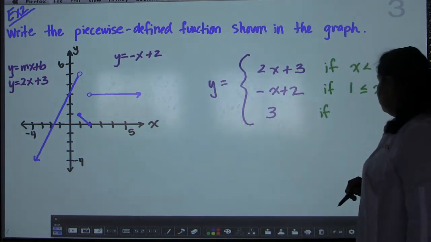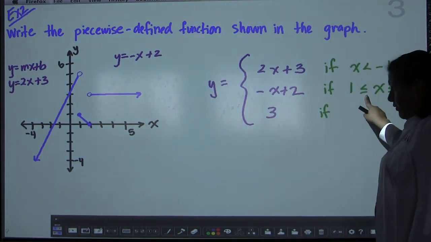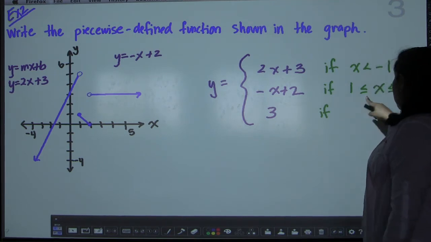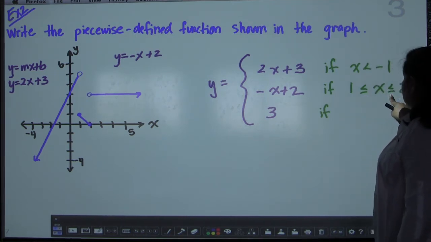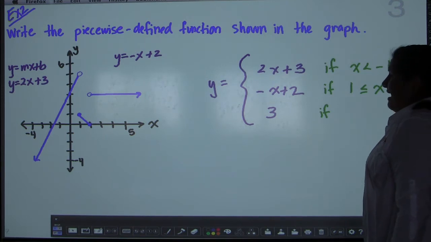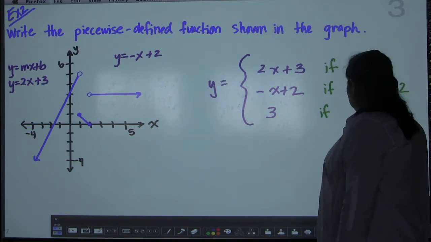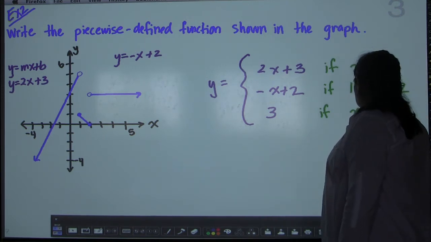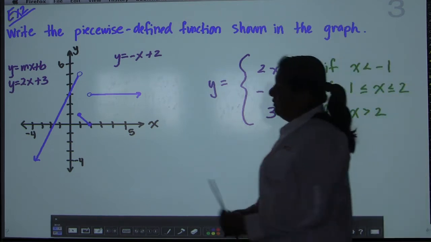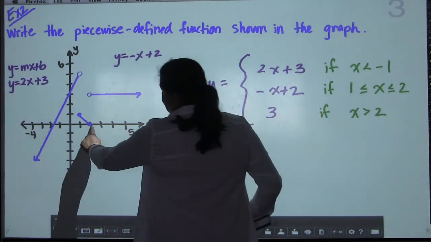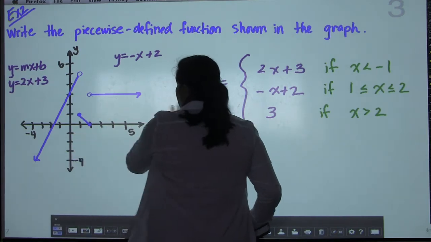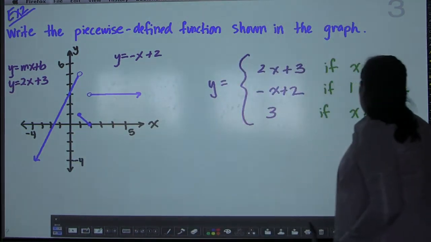And that's how we write x between 1 and 2. x has to be greater than or equal to 1, but at the same time smaller than or equal to 2. So that's the condition for the middle part. And the last part starts at 2, but doesn't equal to. Again, we have an open dot here. So it starts at the 2, and then it goes on forever, so greater than 2. So x is greater than 2.